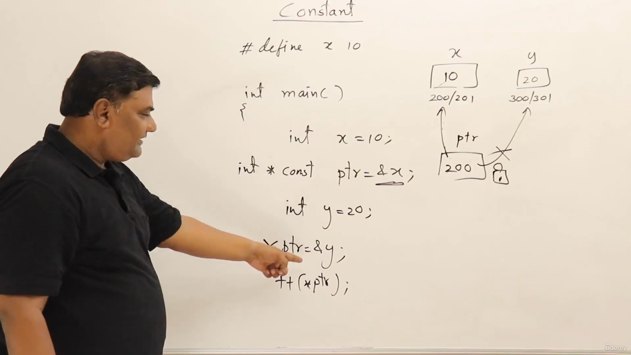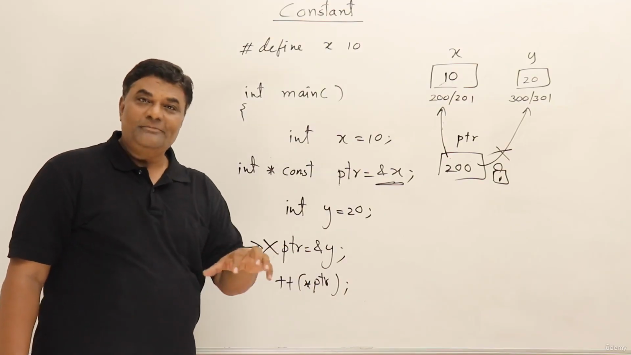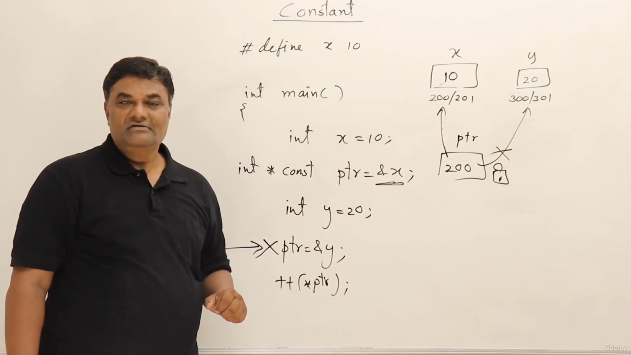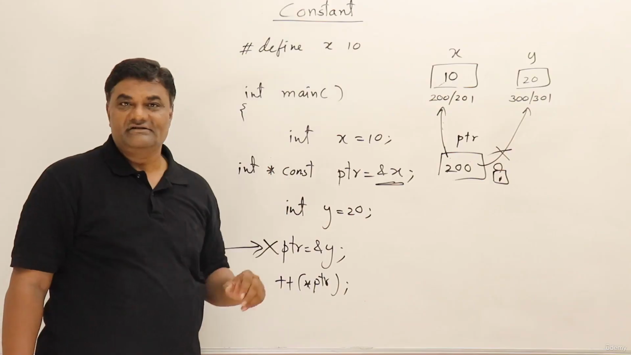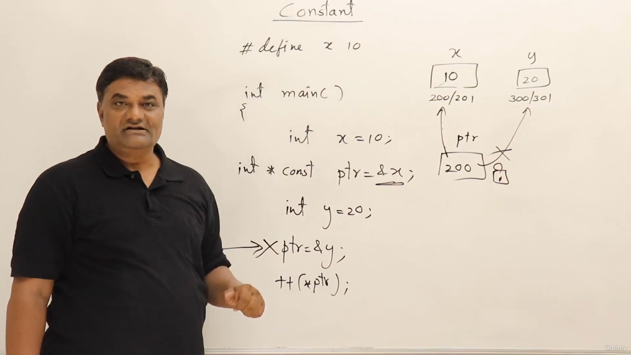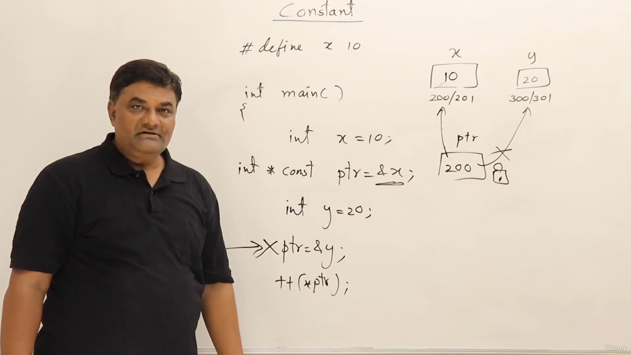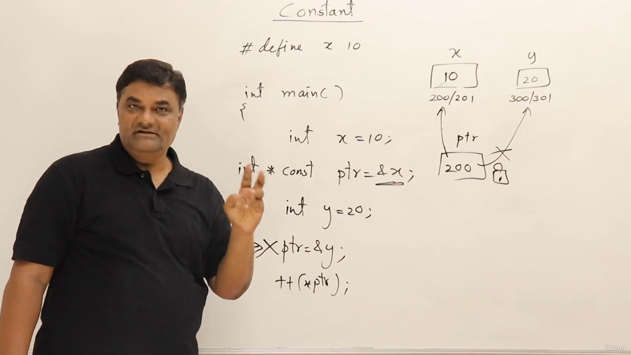So you cannot make it point to Y. This is a constant pointer to an integer. The pointer itself is constant. Earlier the data was constant, but now the pointer is constant. The pointer cannot be modified to point to any other data member. So this is the third thing.